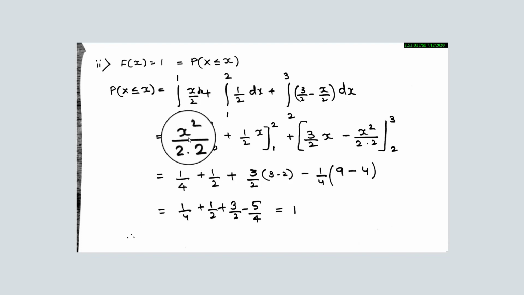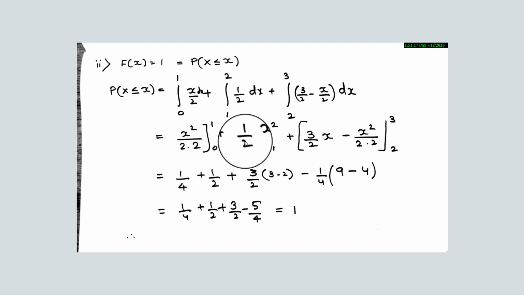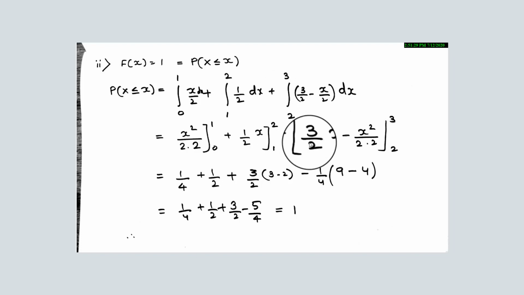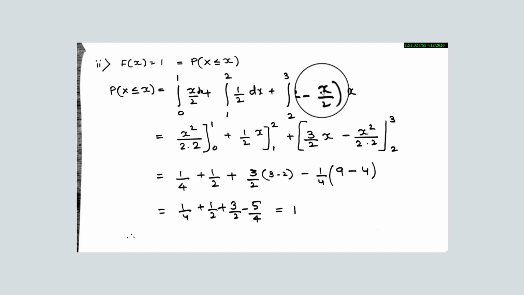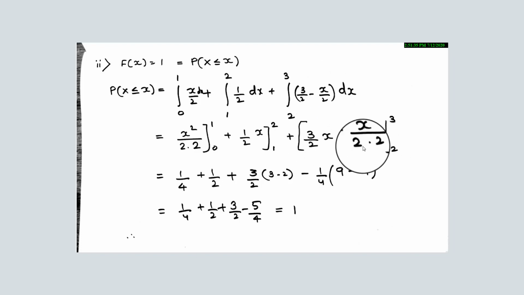I'll be getting over here x square by 2, and the 2 is as it is, over the limit 0 to 1, plus 1 by 2 is a constant term, so I have taken it outside. Over here the integration of dx is x, over the limit 1 to 2, plus 3 by 2. The integral of 3 by 2 is 3 by 2 into x. The integral of x by 2 is what? x square by 2, and the constant term 2 is already there. Over the limits 2 to 3.